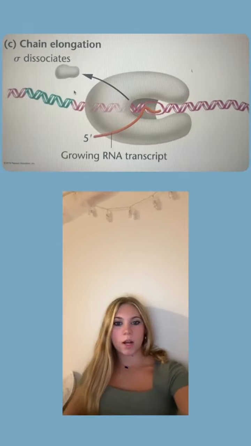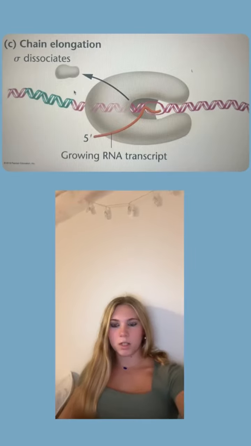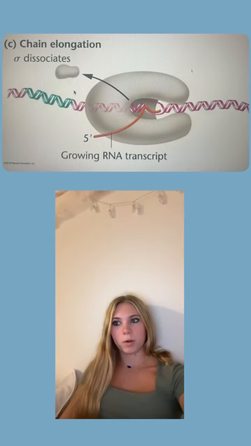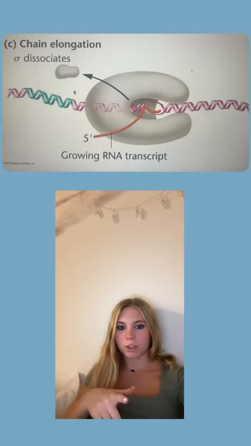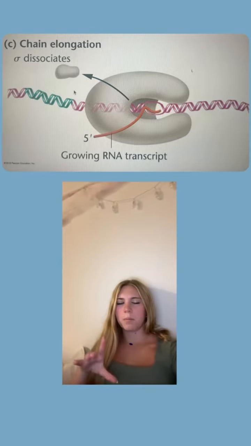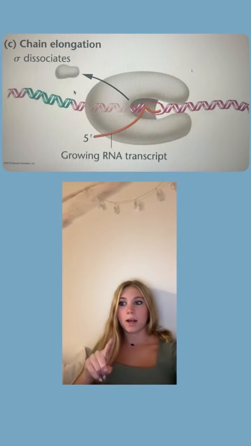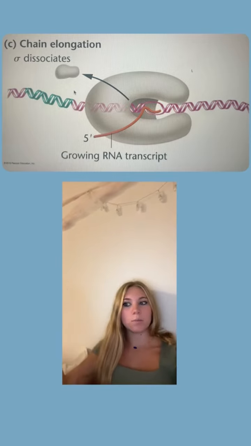So next is chain elongation, which is when the double helix unwinds at the transcription start site. This exposes the template strand. Then the RNA polymerase moves along it, building RNA in the 5' to 3' direction. It's very important that it always goes 5' to 3'. And it uses complementary ribonucleotides. And then after the first few nucleotides, the sigma dissociates, as we see in the picture, and the elongation continues by the core enzyme.